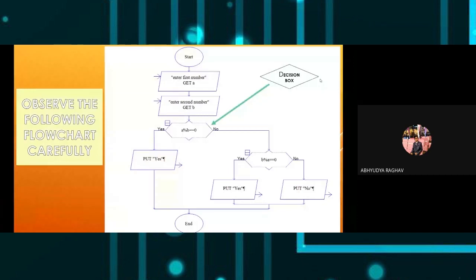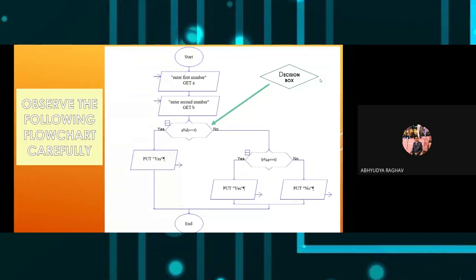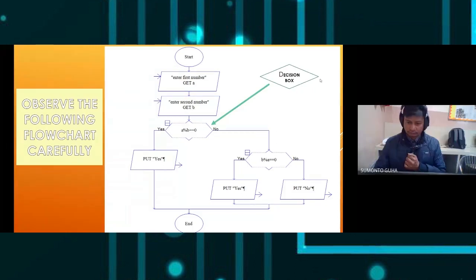So the compiler will take two numbers and divide them. If the remainder is equal to 0, where == means equal to, then it will print yes. Otherwise, it will divide B by A, and if that is equal to 0, then the statement is verified and it will print yes. Otherwise, it will print no. Fine, you have explained the complete flowchart.